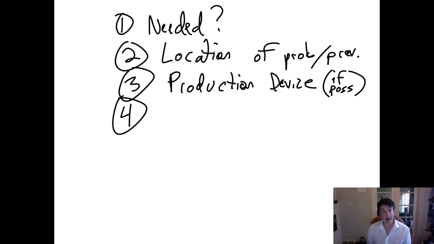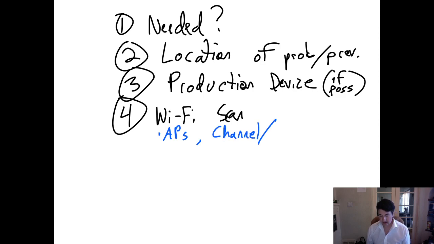Step number four, what I would typically recommend is do some type of Wi-Fi scan of the area. And when I say a Wi-Fi scan, what you're looking for in the scan is access points. You're looking for the channel that those access points are on, along with the width of the channel. You are looking for the RSSI. RSSI is signal strength.